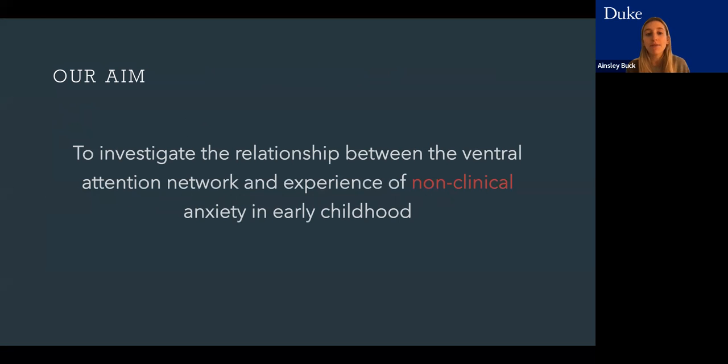So with that, the aim of this study was to investigate the relationship between the ventral attention network and experience of non-clinical anxiety in early childhood to see if these patterns still hold true in children whose anxiety does not yet meet a clinical threshold and require a diagnosis.